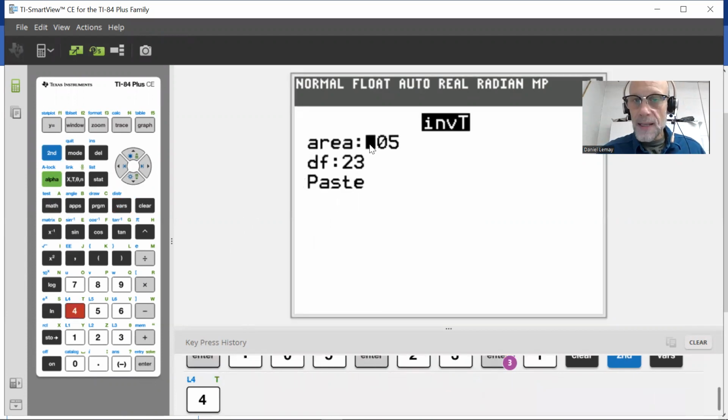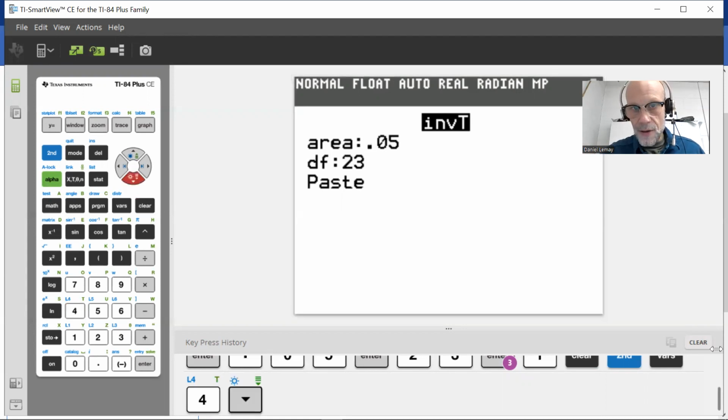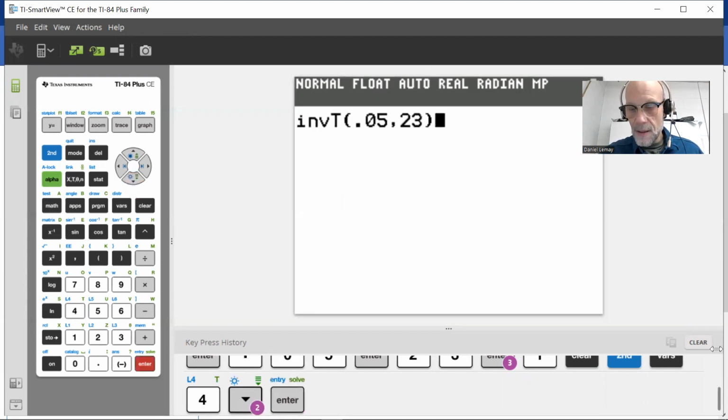And it's asking you, what's the area? Now, this is the area to the left, or you'd have to do it to the right. Doesn't matter, but you need that tail area. So for 0.05, that means we're looking for a 90% confidence interval. Then you specify the degrees of freedom, and then you can just come down and paste it in. So it's the tail area. I like to use the left tail area, and then the degrees of freedom. You hit enter, and that's the z-score. And we just don't worry about the negative, right?